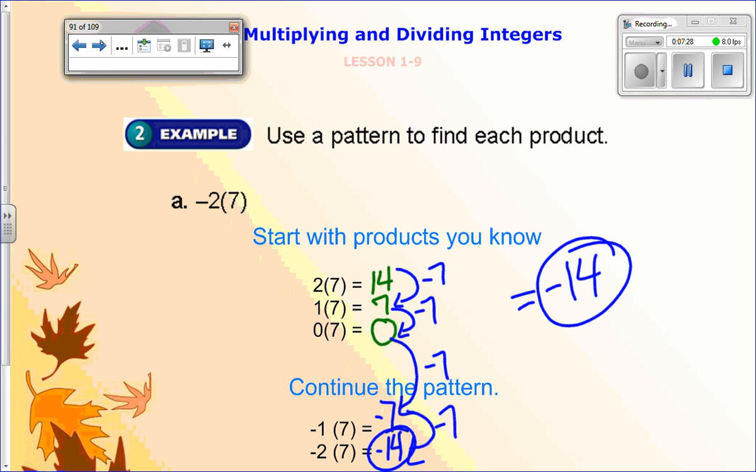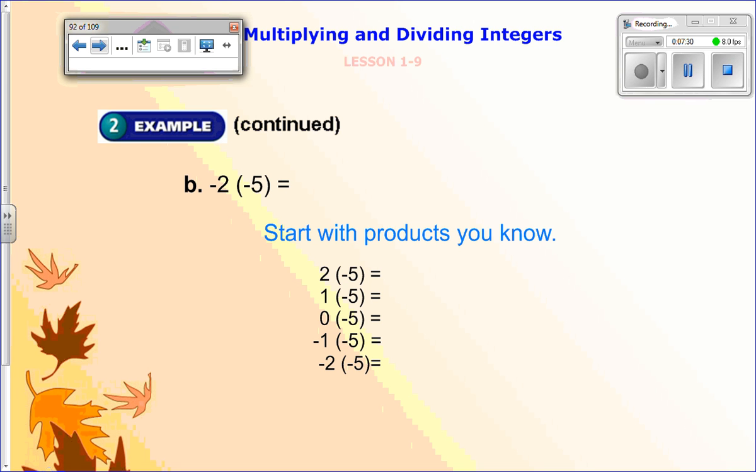All right. Then we have this one. We have B, negative 2 times negative 5. Again, we can start with what we know. On this one, 2 times negative 5. And again, any time a positive is taken times a negative, you're going to get a negative answer. So 2 times 5 is 10. However, we have 2 times negative 5, so it's a negative 10. Then we have 1 times negative 5, so negative 5. Anything times 0 is 0.